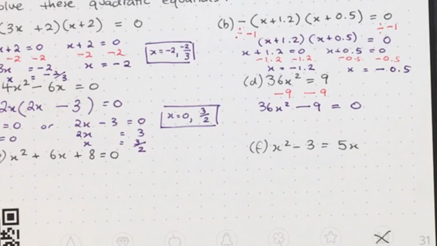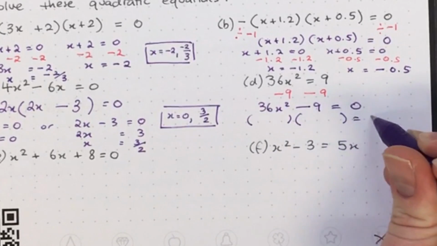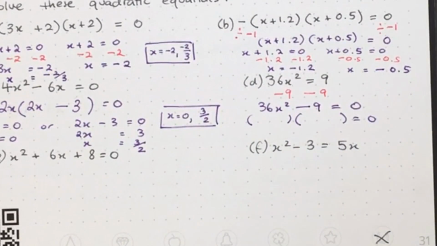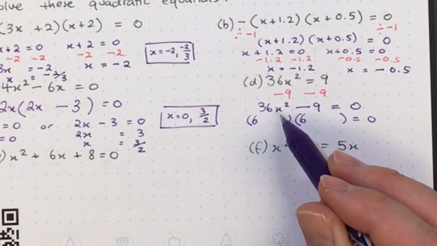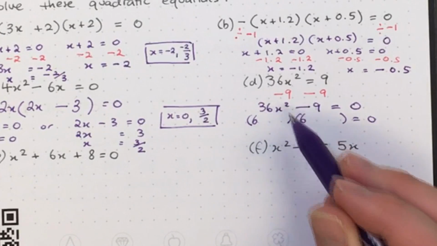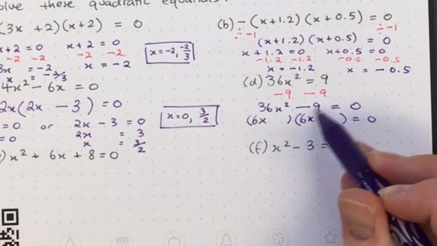Oh, it's okay, yeah. There we go. It's a complete square. 6x minus 3. Yeah, so it's a difference of perfect squares. What's the square root of 36? 6. What's the square root of x squared? And the square root of 9?